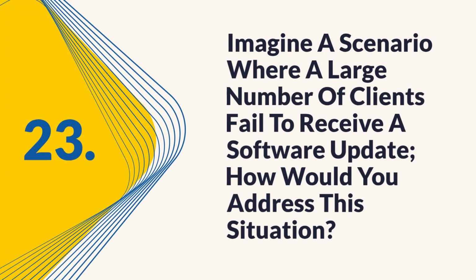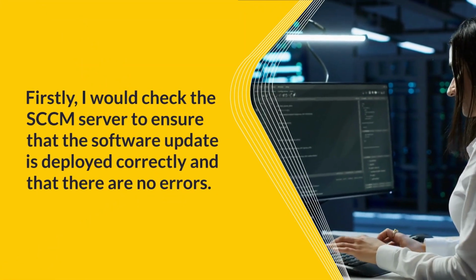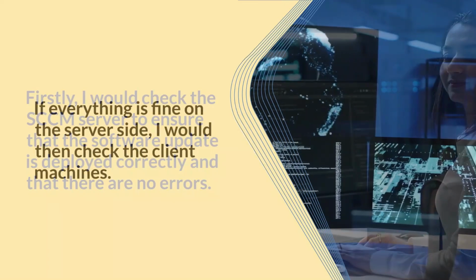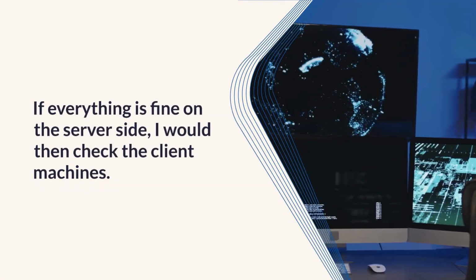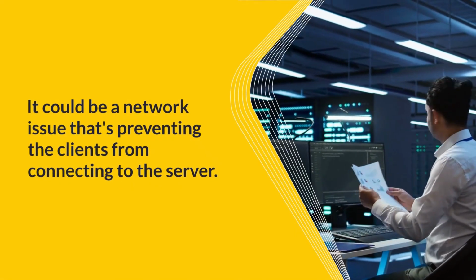23. Imagine a scenario where a large number of clients fail to receive a software update. How would you address this situation? Firstly, I would check the SCCM server to ensure that the software update is deployed correctly and that there are no errors. If everything is fine on the server side, I would then check the client machines. It could be a network issue that's preventing the clients from connecting to the server.